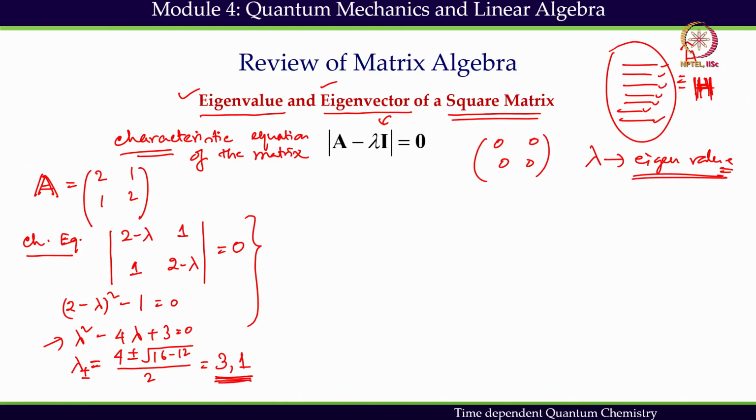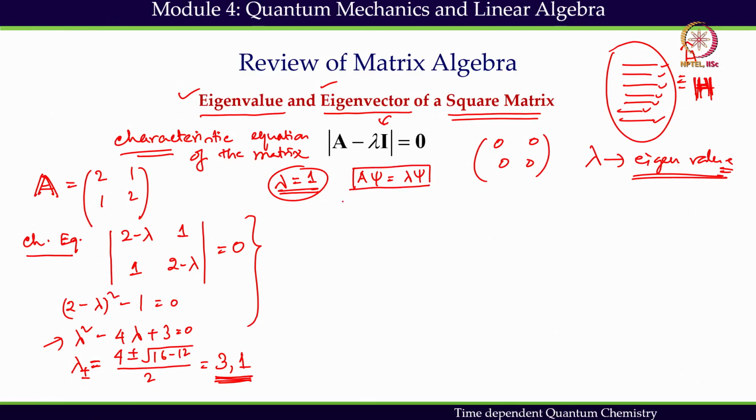Next, we would like to find out, for lambda equals 1, what the eigenvector or the wave function associated with that particular state should look like. That can be represented as follows. We have the eigenvalue equation: A psi equals lambda psi. That is the eigenvalue equation. And in the matrix form, how do I represent it?